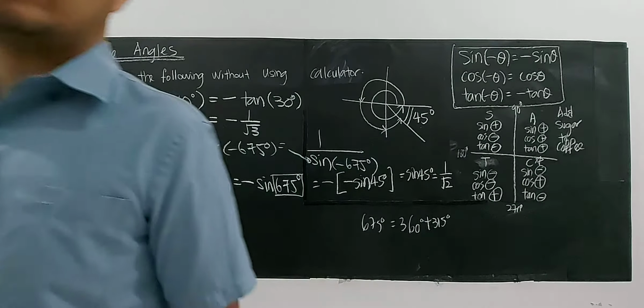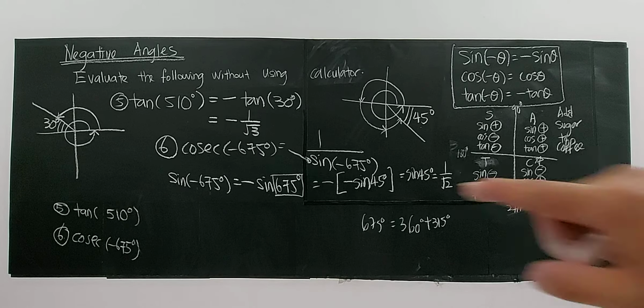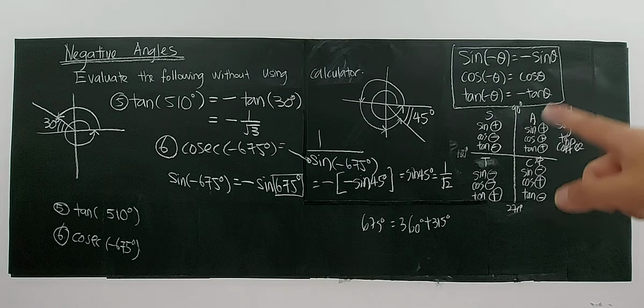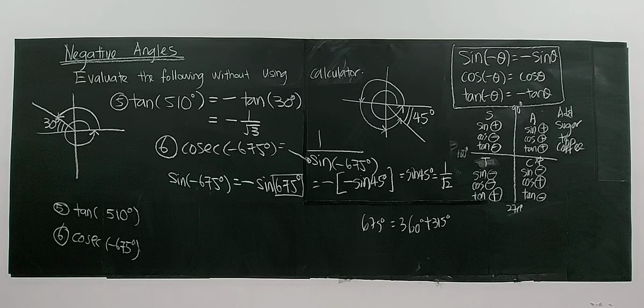So this is the way you evaluate the trigonometric ratio of an angle by using the negative angle and the knowledge of the sign of the trigonometric ratio in the 4 quadrants. That's all for this video.